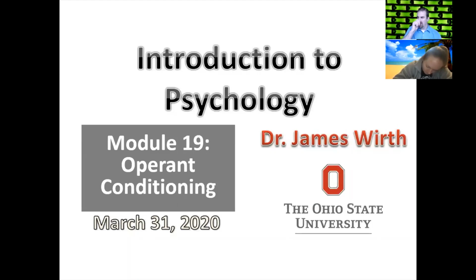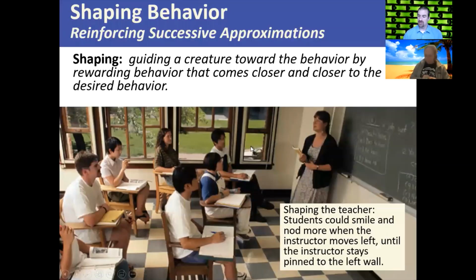So what I want to do is go ahead and get into talking about module 19, which is about operant conditioning. If for some reason it starts glitching again, please just let me know through chat. But hopefully things are smoothed out now. So when we talk about operant conditioning, one of the ways to think about it is a way that's probably relatively familiar to you, which is this idea of shaping. Okay, so shaping behavior is guiding a creature towards a behavior, I should say, by rewarding behavior that comes closer and closer to that desired behavior.